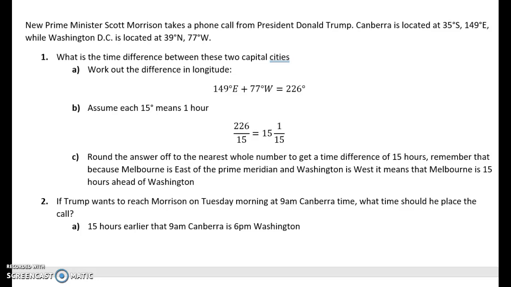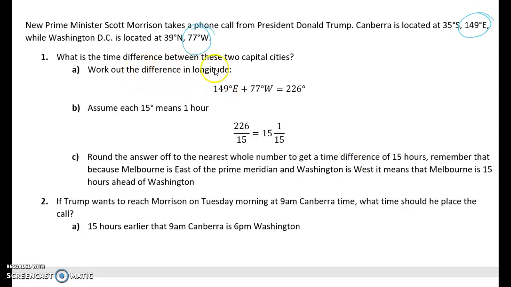But let's continue. New Prime Minister Scott Morrison takes a phone call from the President Donald Trump. Canberra is located at 35 degrees south, 149 degrees east, while Washington, D.C. is 39 degrees north and 77 degrees west. Now, we give you a lot of extra information, including the south and the north. Don't worry about that. We're just going to focus on the east and the west, not the south and the north.